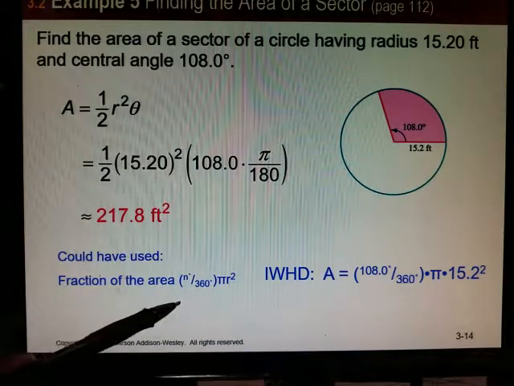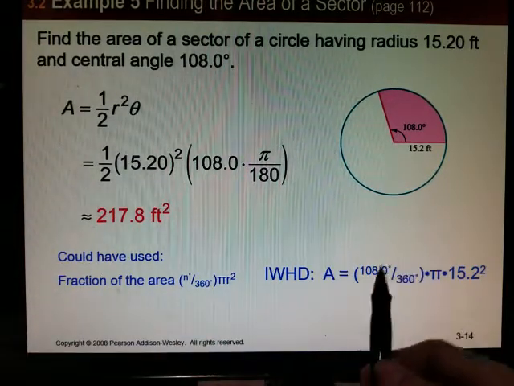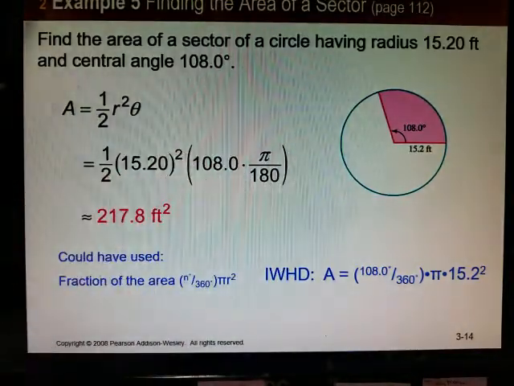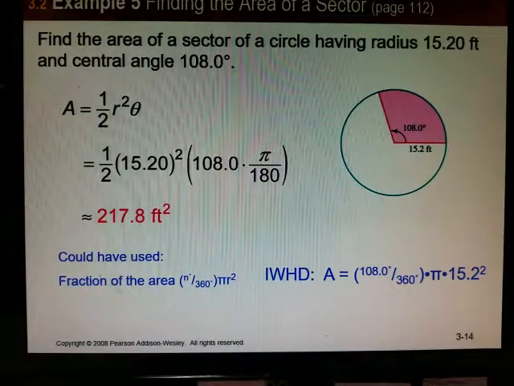And like I said, this is what I would have used. I would have used the fraction of the area of the circle. If my angle measure is given to me in radians, I use the radian formula. If it's given to me in degrees, I just use the degree formula.